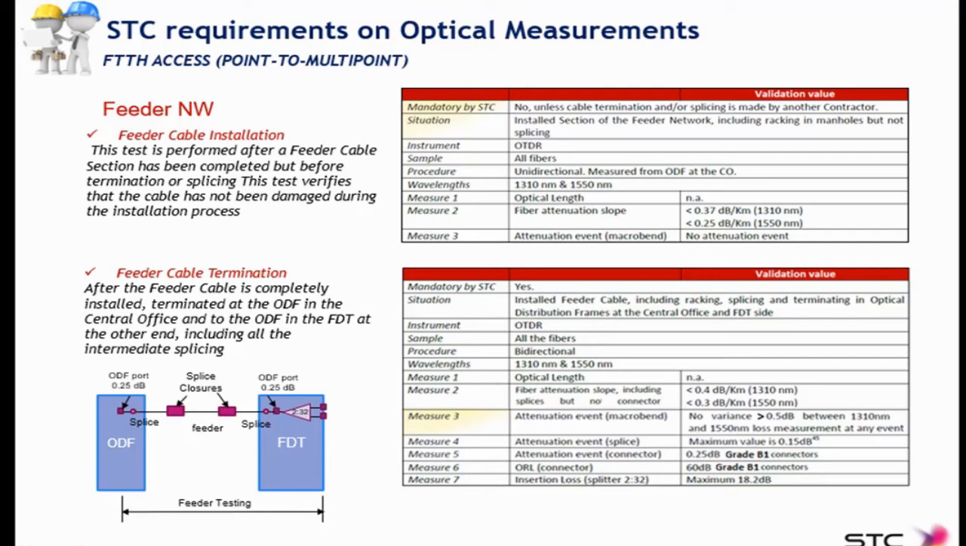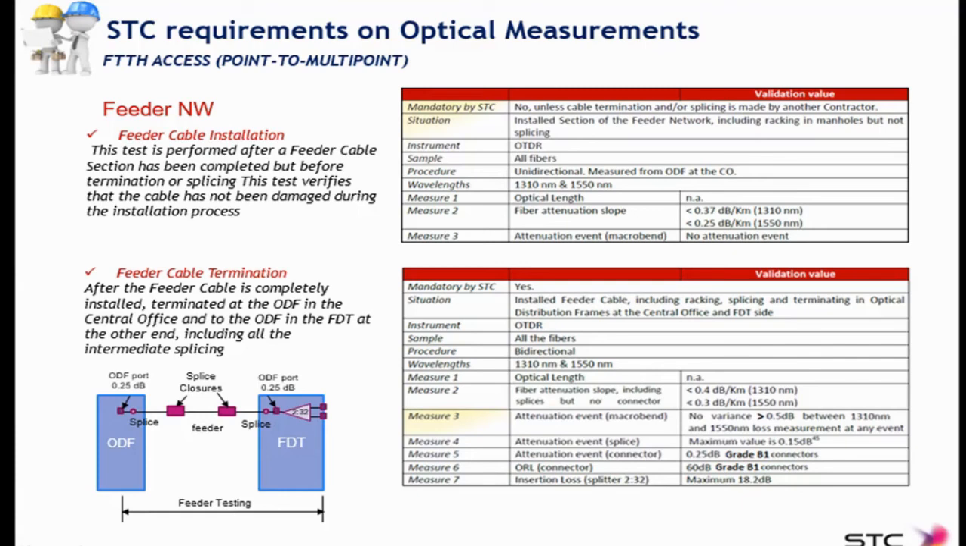No macrobend is expected, meaning no more than 0.5 dBs difference between 1310 and 1550 when you compare both traces. And then the splice insertion loss, as we explained before, is 0.1 dBs. The connectors are grade B, so their performance has to be exactly the same as before: 0.25 dBs, insertion loss at least 60 dBs overall. And then when it comes to the expected insertion loss of the FDT splitter, the maximum accepted value is 18.2 dBs.